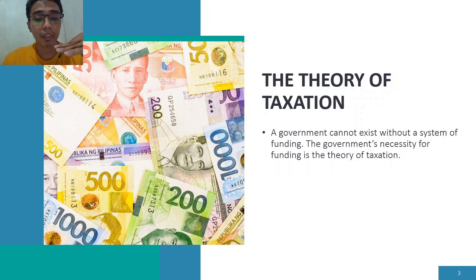Pero ang government, it cannot exist without any funding. Okay? So saan kumuha ng pera ang government natin? So that is the theory of taxation. The government's necessity for funding is the theory of taxation. So the necessity or the need of the government for money, doon nagmula ang taxation. So in order for the government to get money for its services to the people, it gets its money from tax from the people.